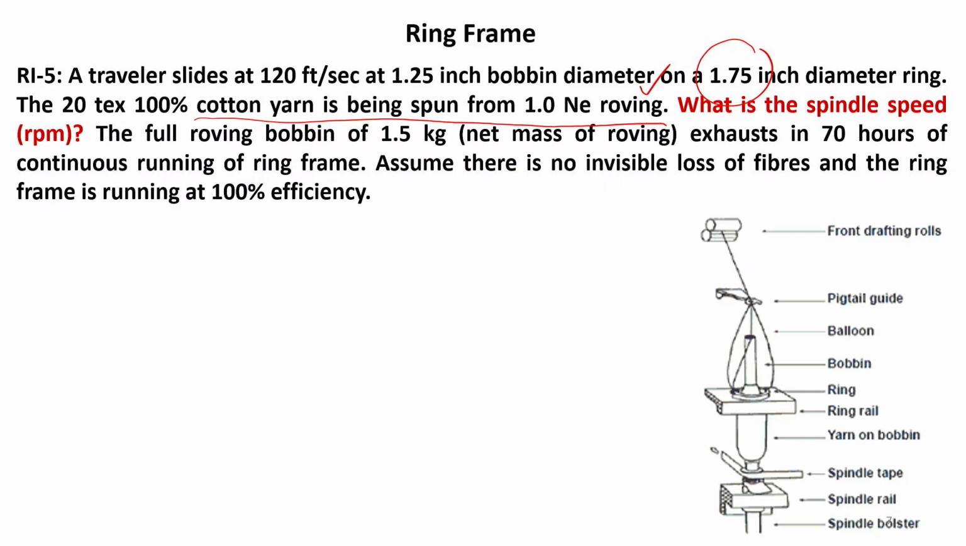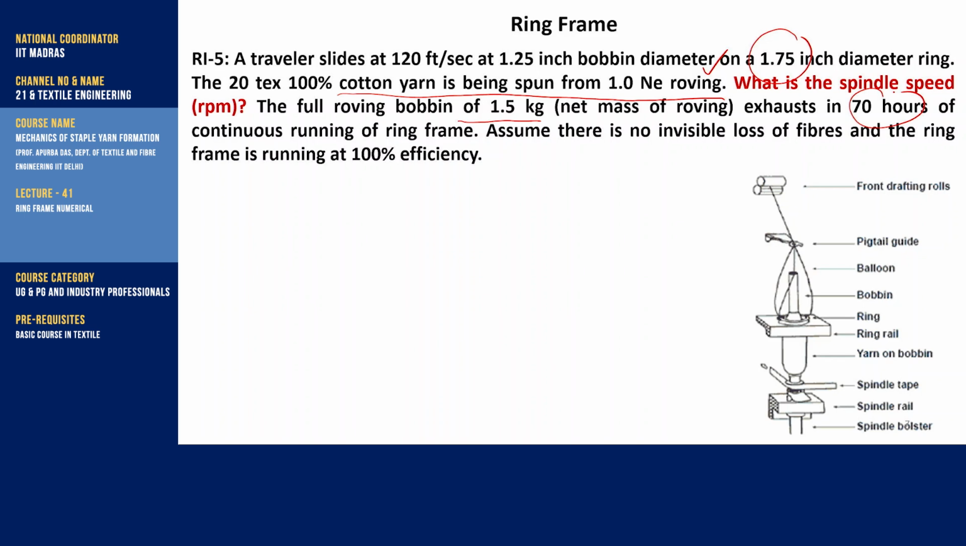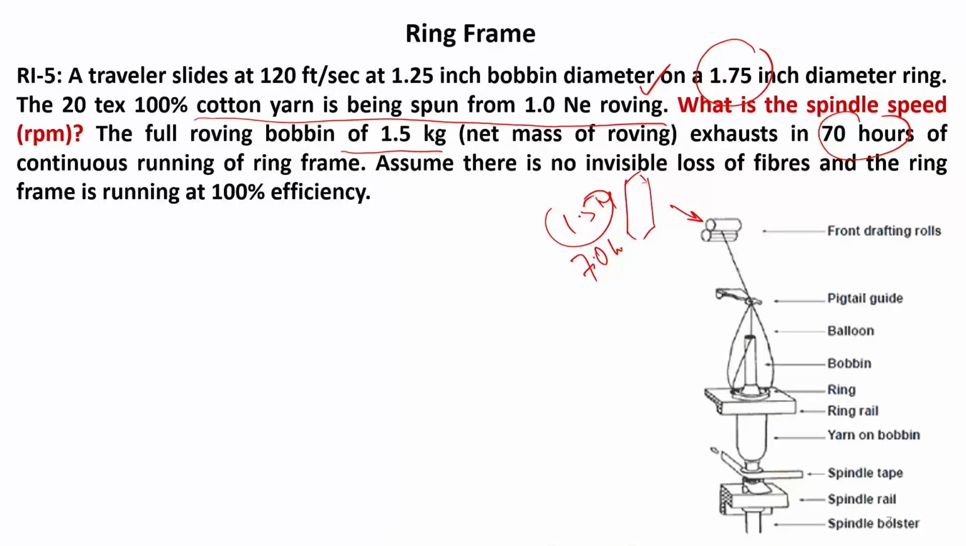Now, the conditions are given: a full roving package of 1.5 kg, that is the net mass of the roving, exhausts in 70 hours of continuous running of the ring frame. So, there is no stoppage. One full roving package of 1.5 kg gets exhausted in 70 hours. Assume there is no visible loss and the ring frame is running at 100% efficiency.